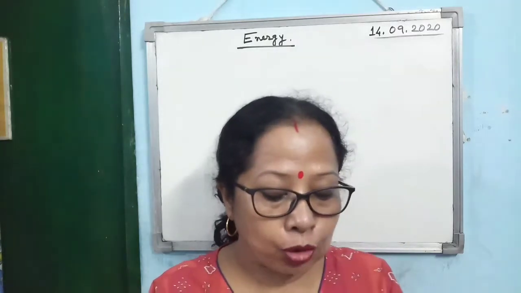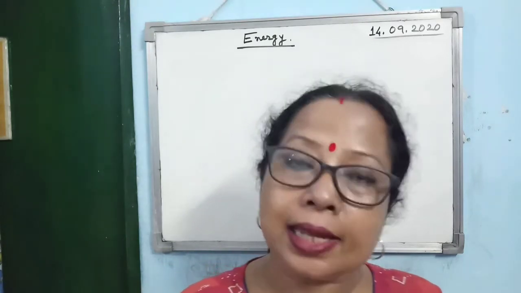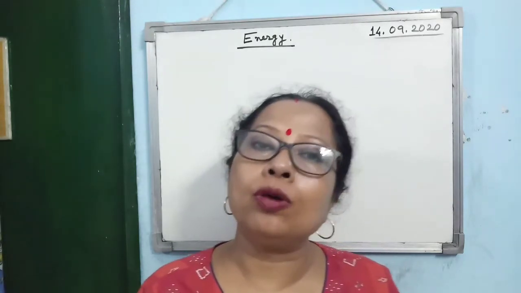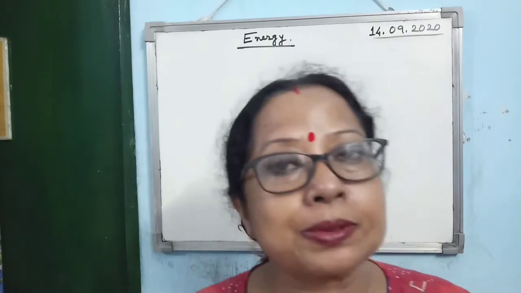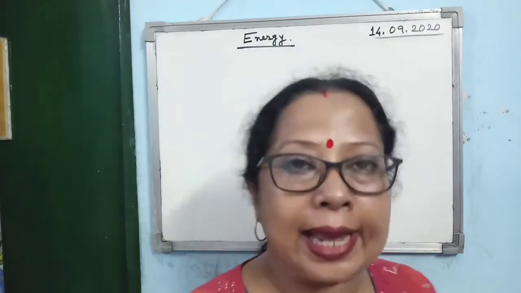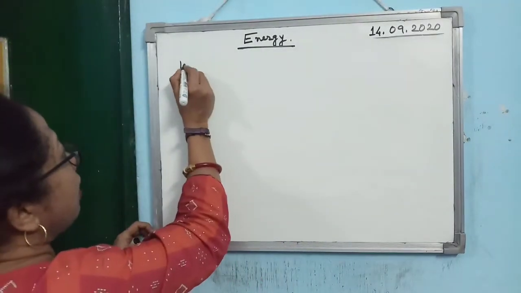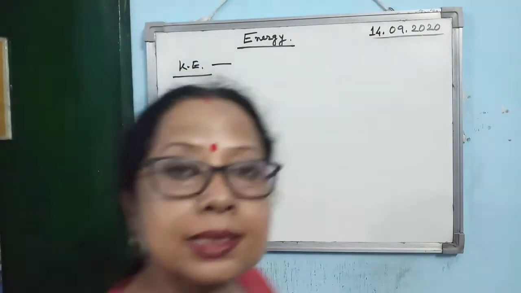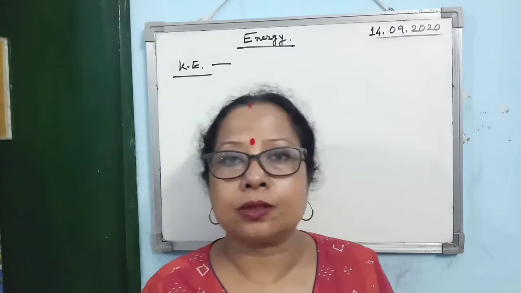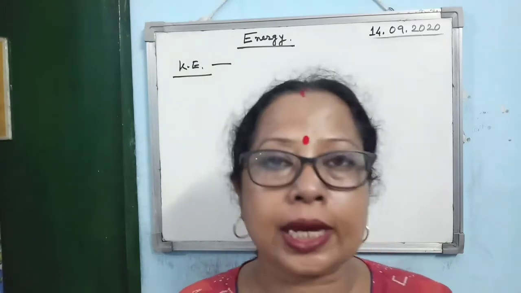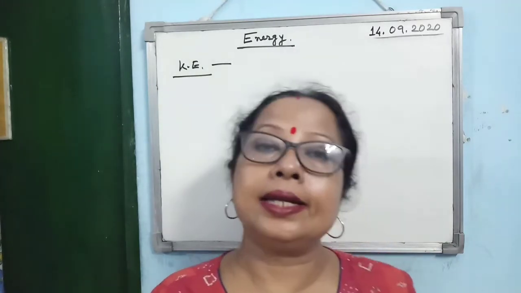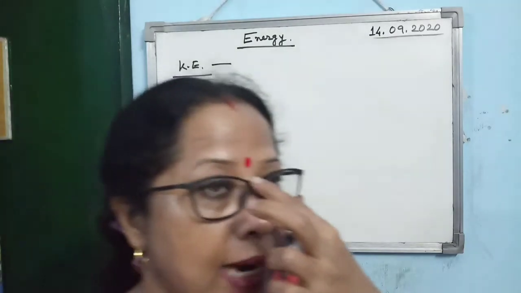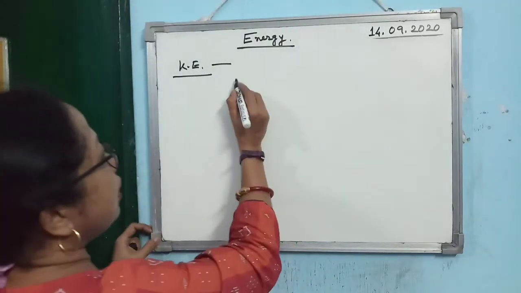It means that energy has different forms. Out of that, the most important form is the mechanical energy. And again, you know, mechanical energy has two types, kinetic energy and potential energy. So I am going to discuss now what is kinetic energy. Kinetic energy is the energy possessed by a body due to its motion. Now how you can measure the kinetic energy? This is the way you can measure.